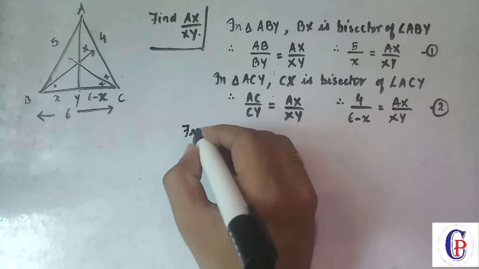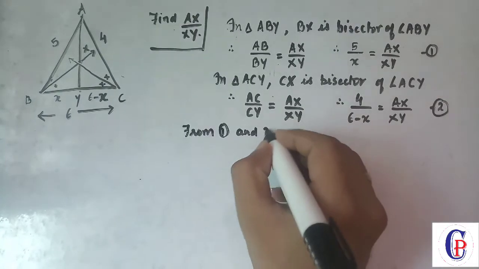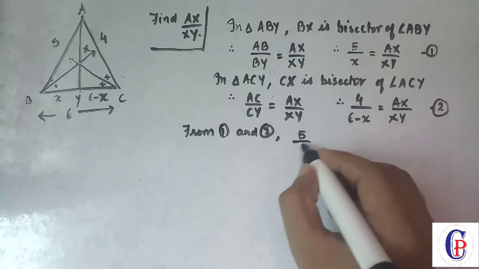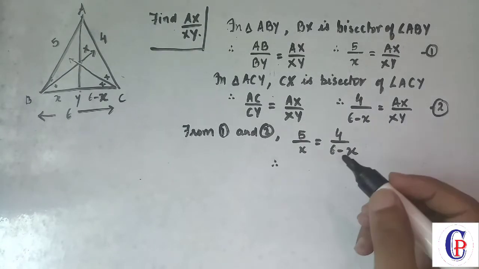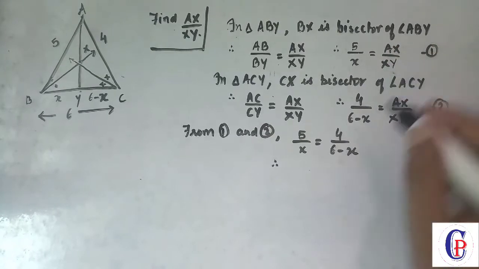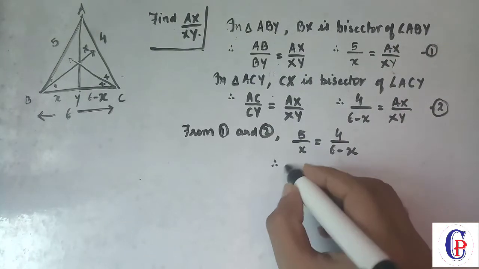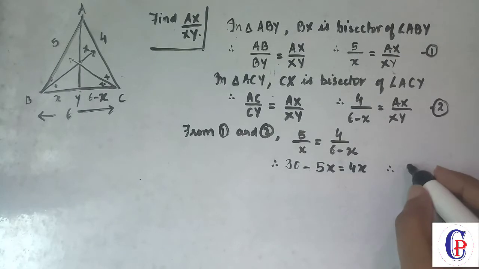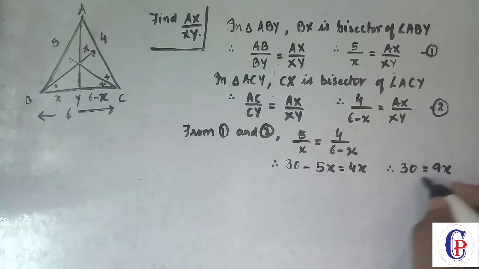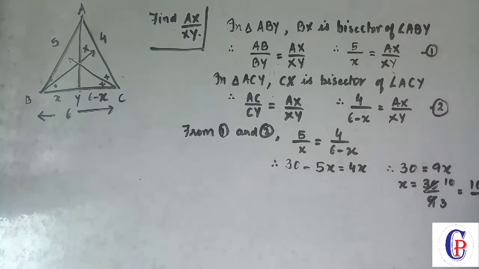So from 1 and 2, we can say that 5 upon x is equal to 4 upon 6 minus x. Cross multiply this, we will get 30 minus 5x is equal to 4x. Therefore 30 is equal to 9x. Therefore x is 30 upon 9. So we get x is 10 upon 3. Right, the value of x is 10 upon 3.